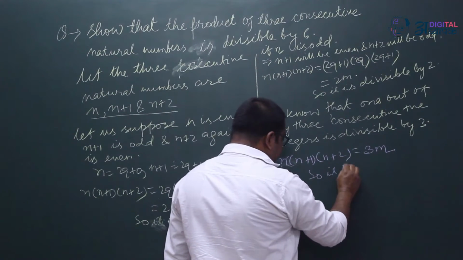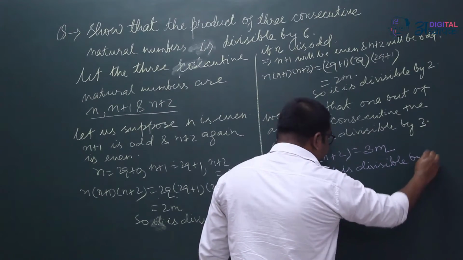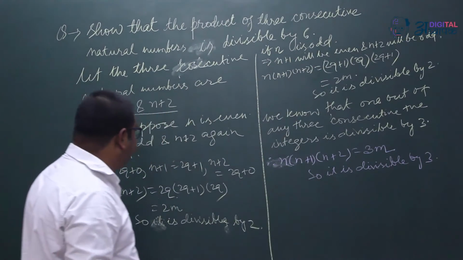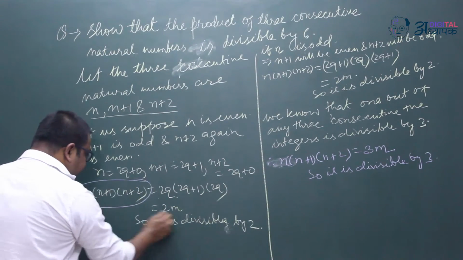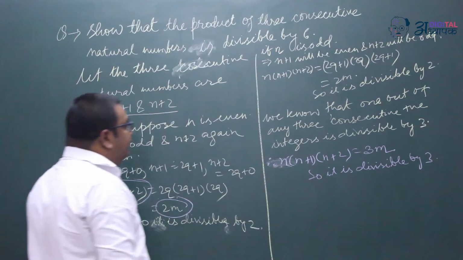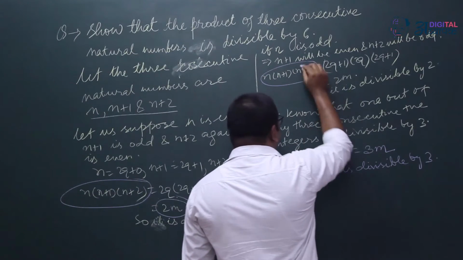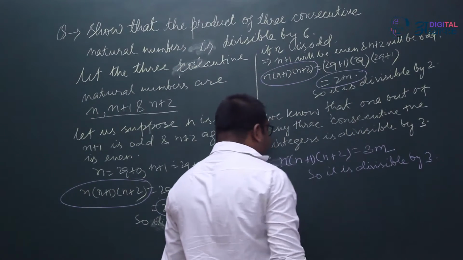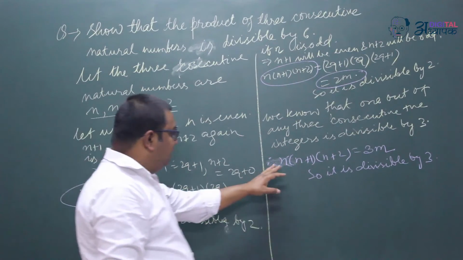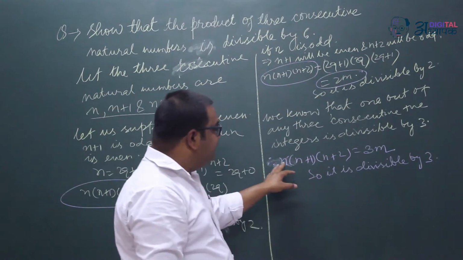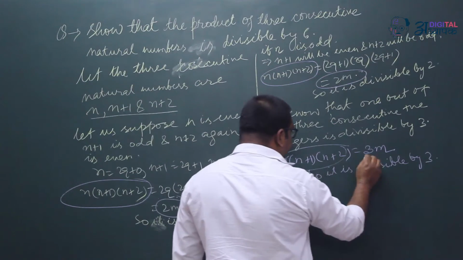So it is divisible by 3. Now students, you can check. From here we have got that n into n plus 1 into n plus 2 was divisible by 2. Second case, when we have taken n as odd, again we have got that n into n plus 1 into n plus 2 is divisible by 2, that is in the form of 2m. And in the third case, whether n is even or odd, out of these three one will be divisible by 3, so the product will definitely be in the form of 3m. So again it is also divisible by 3.